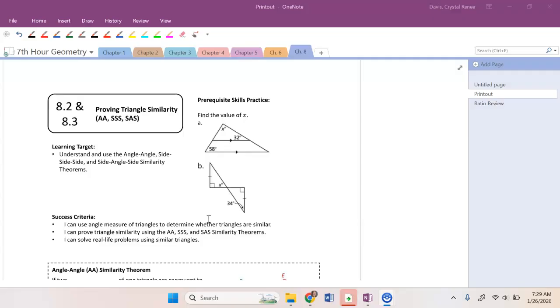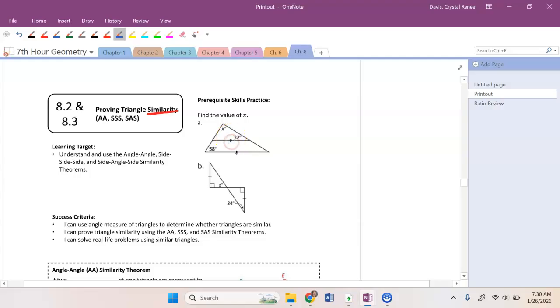This is very, very similar to it, except we have a couple different theorems, and we're talking about how we're proving triangles similar. So once again, same concept, just a little different approach. So let's look at these prerequisite skills first, just to remind ourselves of a few things.